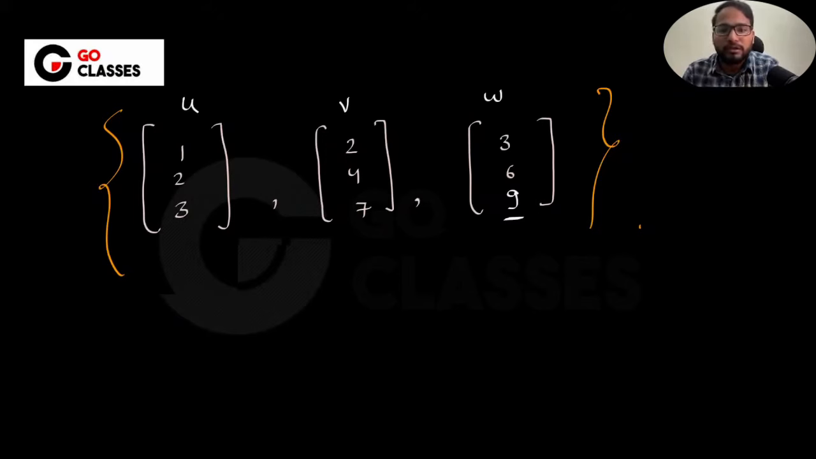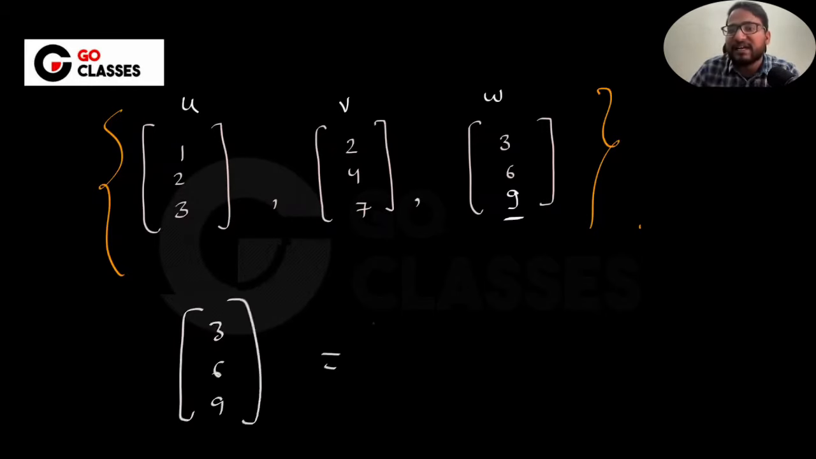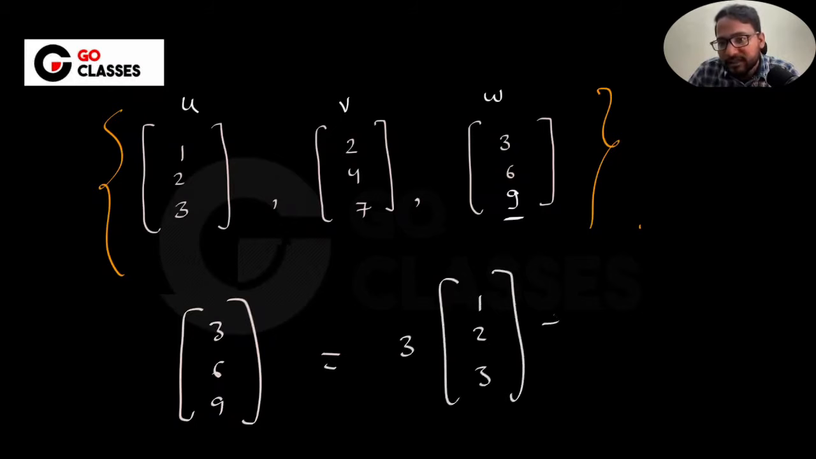So what do you think? Is this set of vectors linearly dependent or independent? This set of vectors is linearly dependent. How? Because you have one vector which is 3, 6, 9. You can represent this vector as a linear combination of other vectors, which means you can represent 3 into 1, 2, 3, and then plus 0 into 2, 4, 7, right?